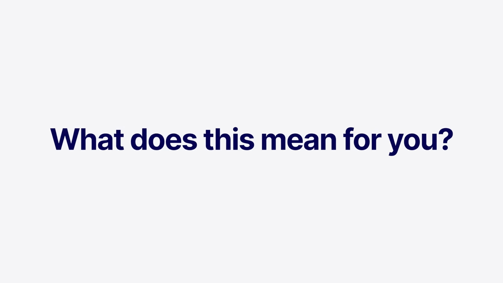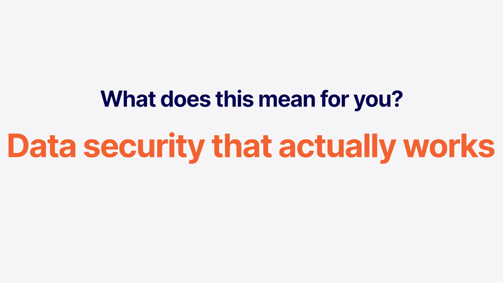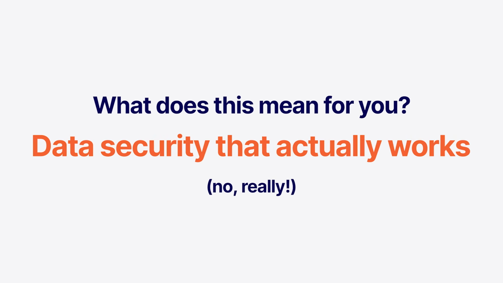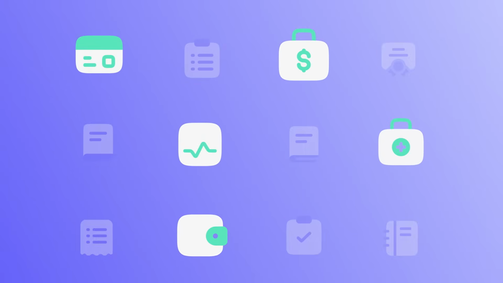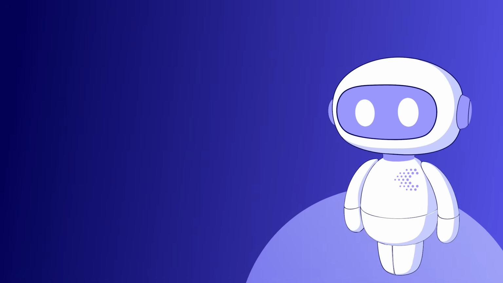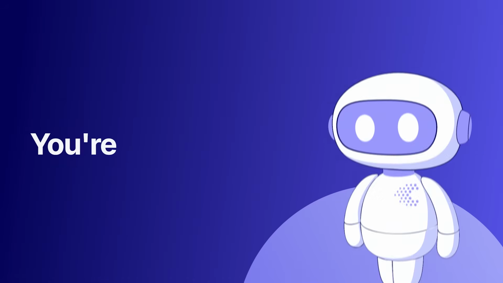So what does this all mean for you? It means data security that actually works. No more wasted time, no more false starts, no more scrambling before an audit. It means getting the most out of your existing security tools so you're not just protecting data, you're protecting the right data. Because with Concentric AI, you're not just managing data, you're mastering it.